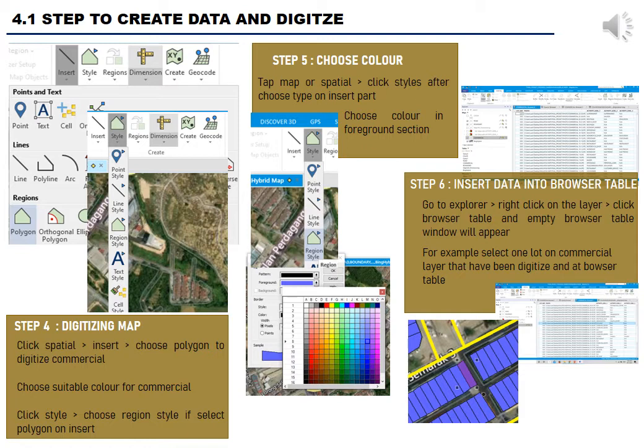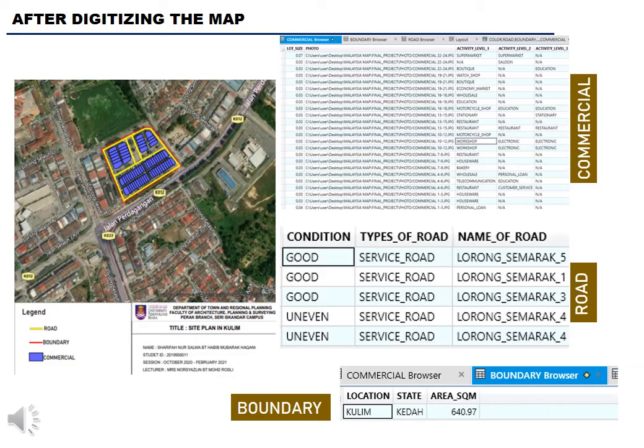Lastly is inserting data into the browser table. To open the table, firstly go to Explorer, right click on the layer and click browser table, and an empty browser table window will appear. Then you can fill the table from your site. As you can see in this slide, this is the result after I digitized my map. And for commercial, this is my browser table, and road and also boundary.